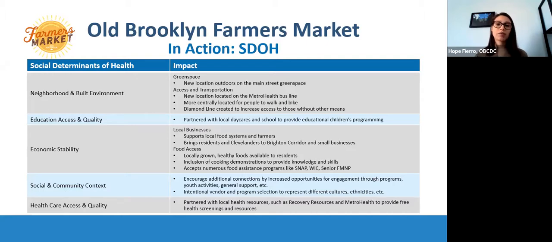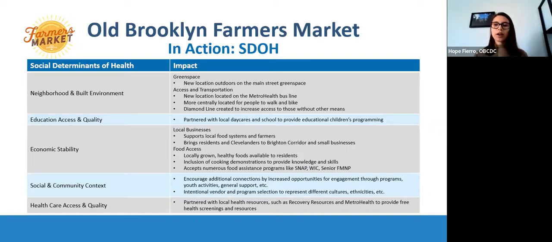And we actually gave the riders of the Diamond Line coins that they could actually use at the market. So this was just another way that we were able to use our partnerships and work with community partners to make this event more accessible to residents.